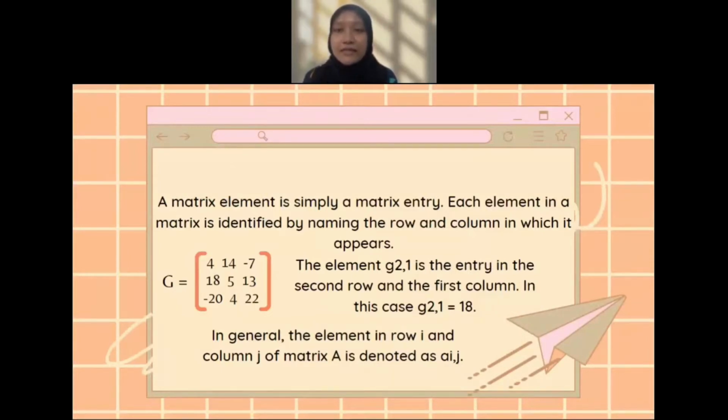Matrix element is simply a matrix element. Each element in a matrix is identified by naming the row and column in which it appears. For example, the element G21 is the entry in the second row and the first column. So in this case, G21, the matrix element is 16. So in general, the element in a row I and column J of matrix A is denoted as AIJ.